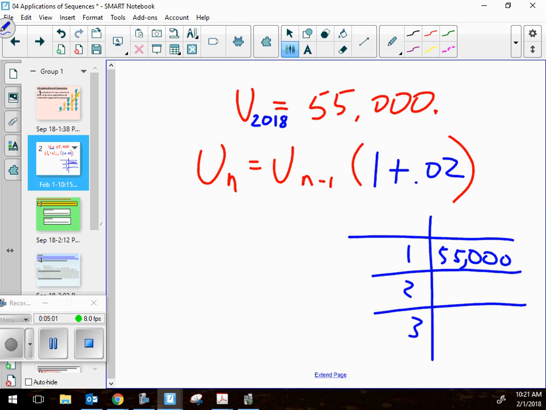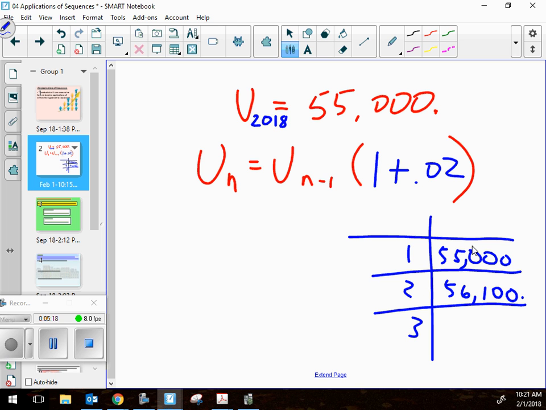And then my 55,000 grows a little bit. Let me see if I can do it in my head. 1% would be 550, so 2% would be 1,100. So this would be 56,100. I think I did that right in my head.